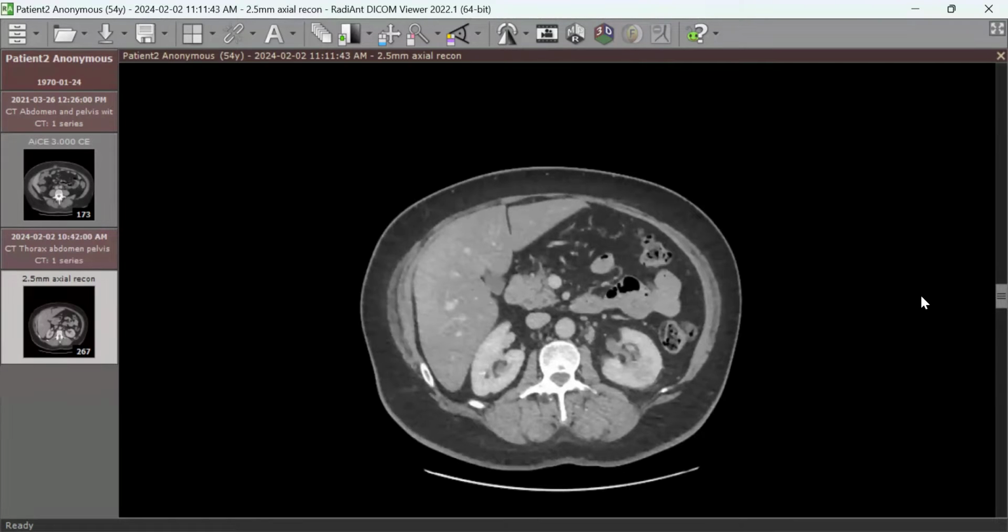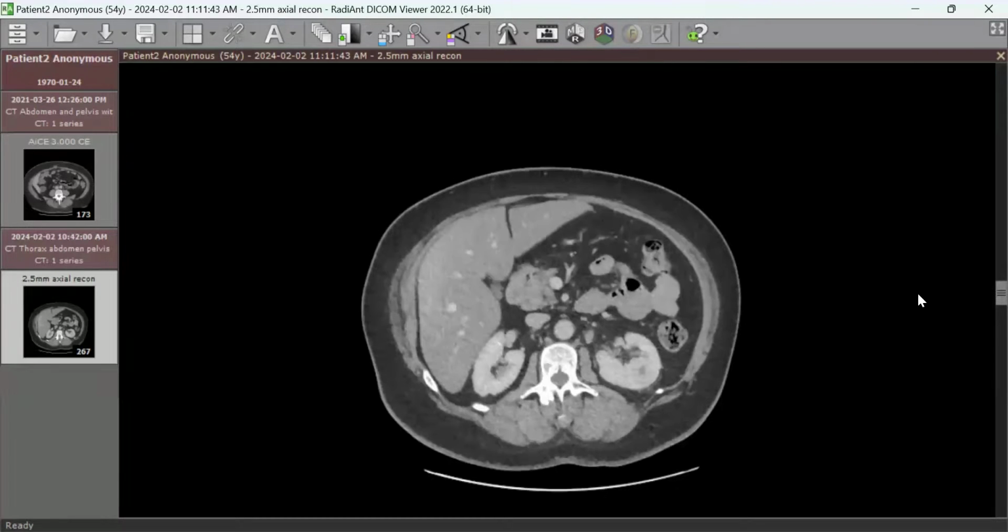No, it's the left side. Left side, left. The left iliac fossa and left upper quadrant pain.